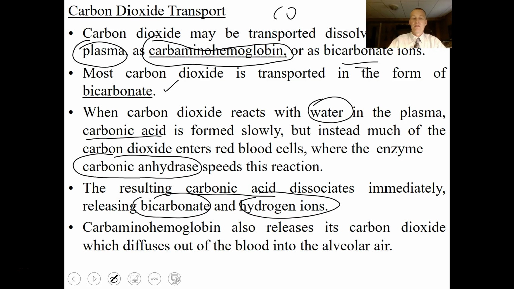Also, carbaminohemoglobin, which is carbon dioxide on hemoglobin molecules, can release its carbon dioxide when it gets to the alveoli, and it can release it out of the body.